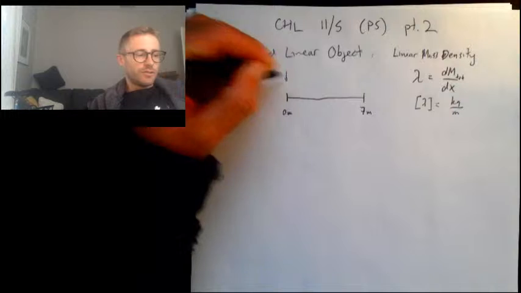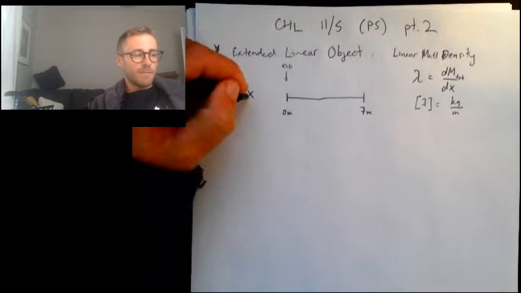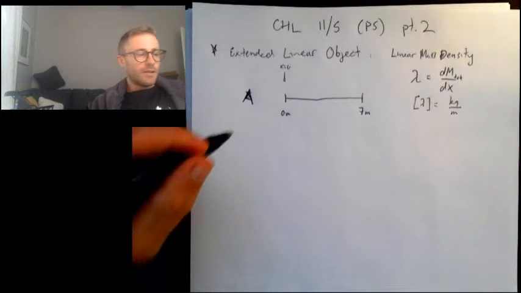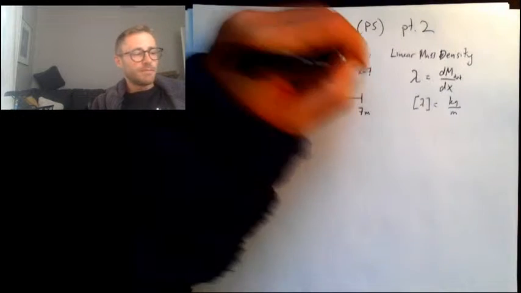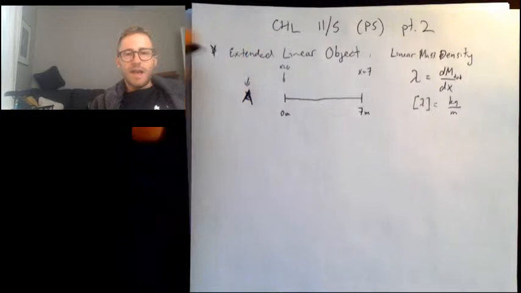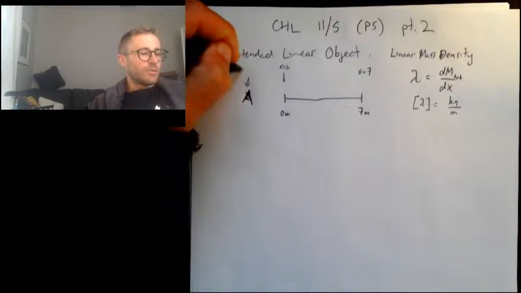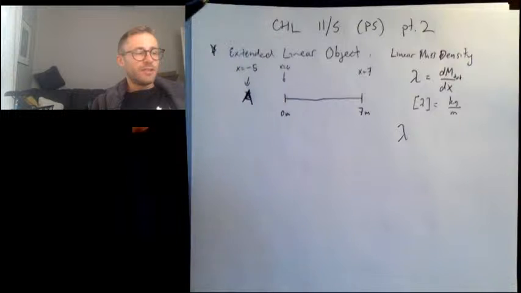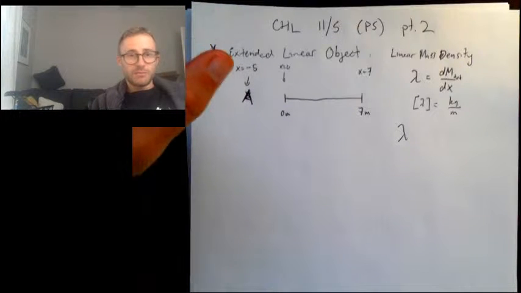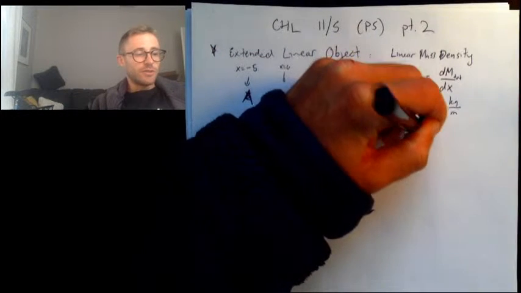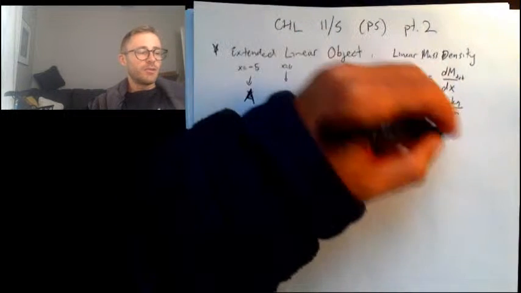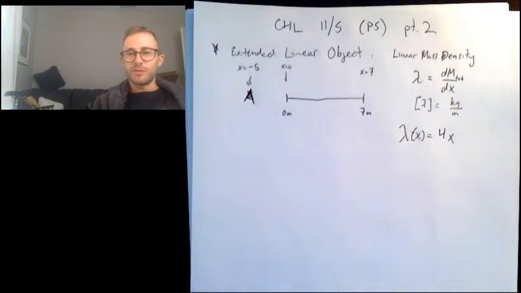And by the way, this is x equals 0. Maybe I should just call this point A. So this would be x equals 7, and we'll say that A is at x equals minus 5. Let's suppose that the linear mass density is a function of x. Maybe it's a linear function of x, so maybe it's equal to 4x.